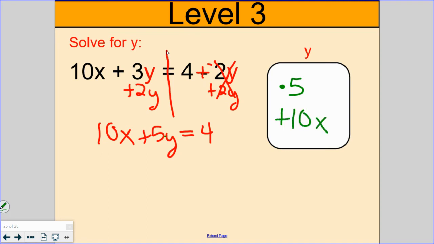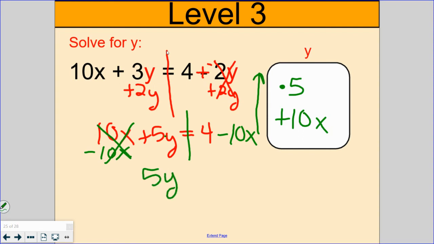All right? We're going to do the same as we've always done, and go from the bottom up to the opposite operation backwards. So we need to subtract 10x from both sides. Minus 10x. And over here, it's not a like term with the 4, so I'm going to write it behind it. Minus 10x. Our 10x's cancel, and we're left with 5y equals 4 minus 10x.